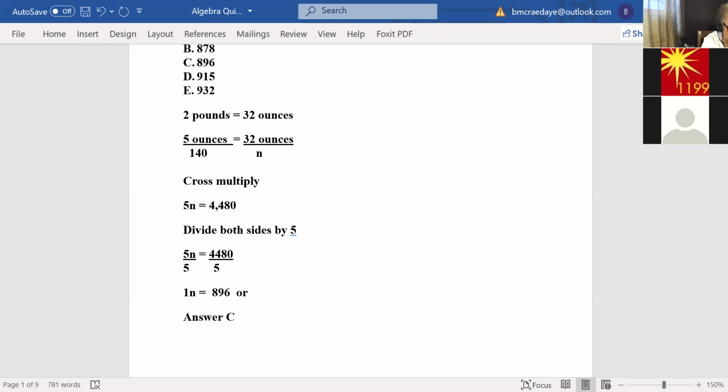So we could say 1N, or we could say N equals 896. Audrey? I don't know why she's not hearing me. Hopefully she'll catch up. So the first problem, ratio and proportion.